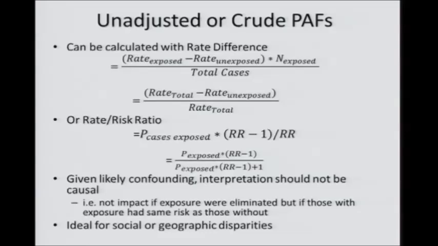And it can also be calculated with rate or risk ratios, so the proportion of cases exposed times the relative risk minus 1 over the relative risk, which is actually the attributable fraction among the exposed. And when you multiply that by the proportion of cases exposed, you get that population attributable fraction. That equation is also valid for adjusted PAFs, which we'll talk about next.